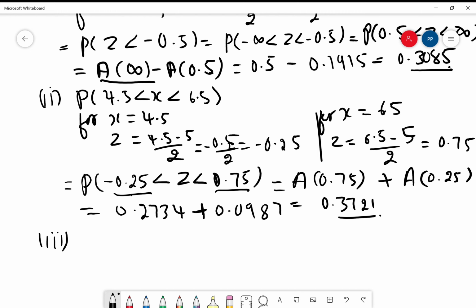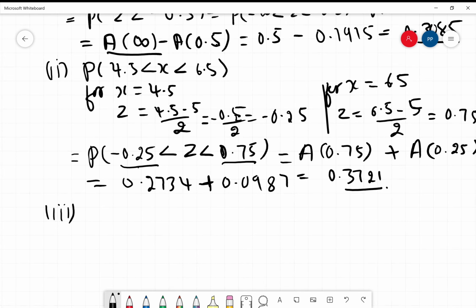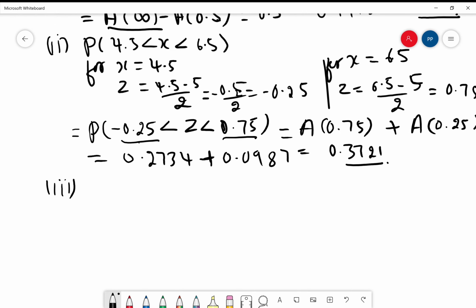Okay. The next case is the probability that the salary is more than 7 lakhs. That means P of x greater than 7.